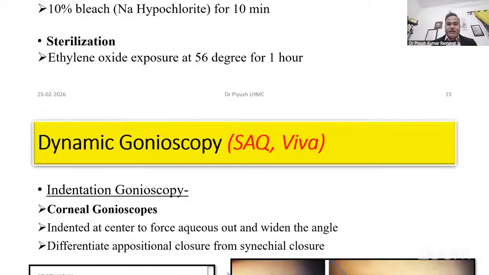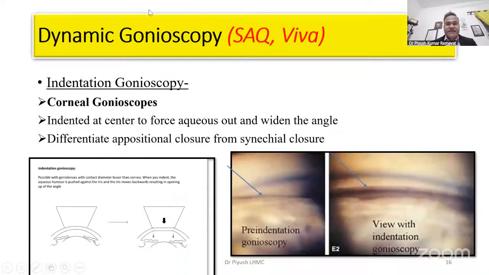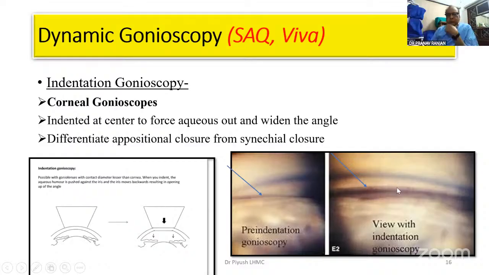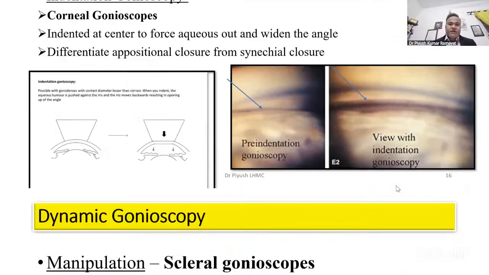Dynamic gonioscopy, an important question, can be asked in viva, can be asked as SAQ also. So dynamic gonioscopy, indentation gonioscopy, is done with the corneal gonioscope. Here we indent the center part of the cornea, and the aqueous gets pushed out towards the angle. So in case of appositional closure, because of this aqueous getting into the angle, there will be a widening of the angle. Here on the left-hand side, on the right-hand side, you can see the open angle after the indentation gonioscopy.